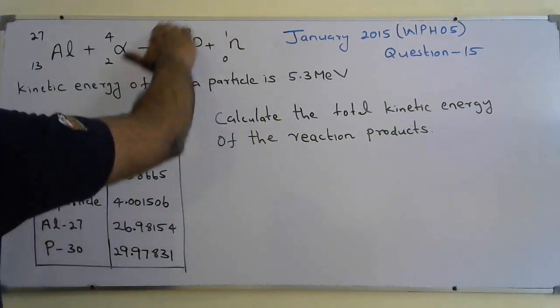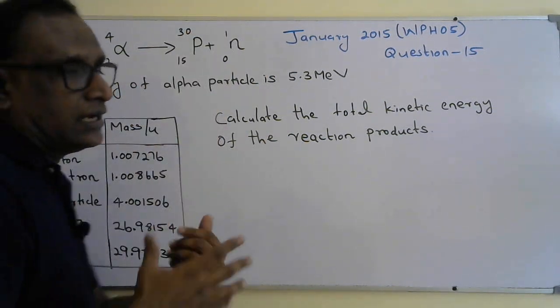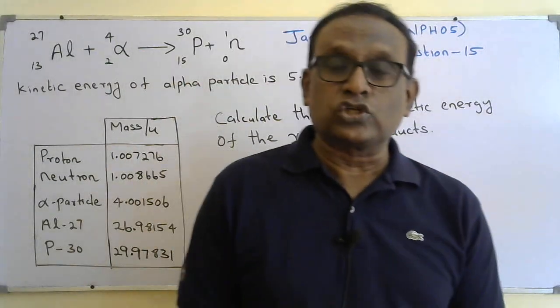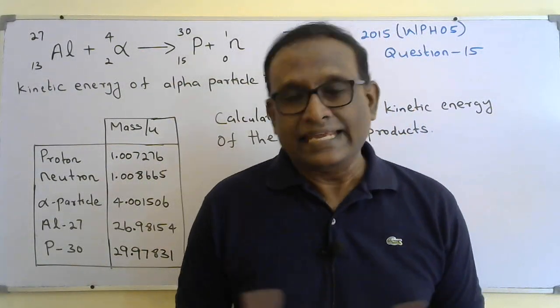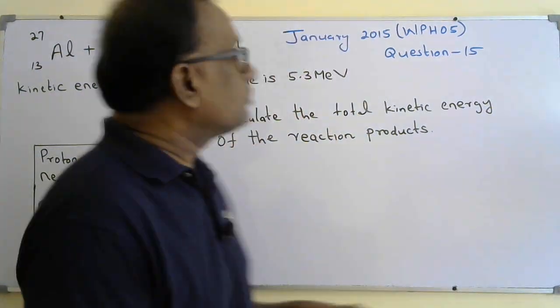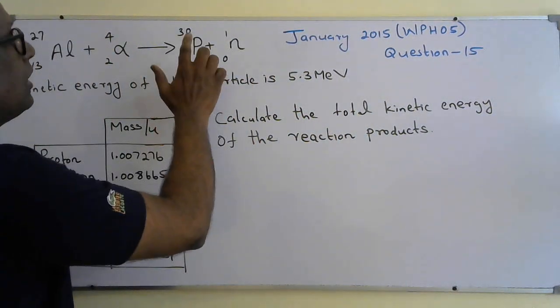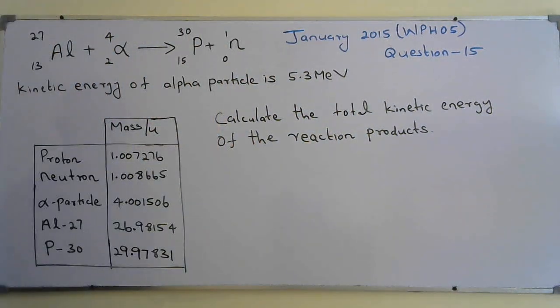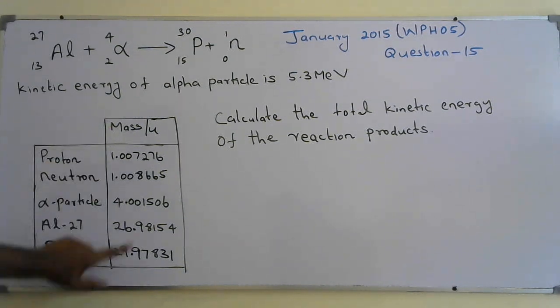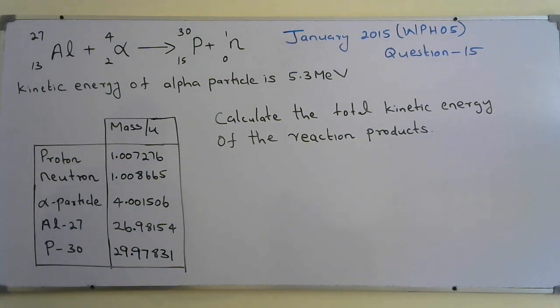So the total kinetic energy of the product. That means any other form of energy like electromagnetic radiation or heat is not released. So that's the purpose. They asked to find the total kinetic energy of the products. Okay, so the masses of the proton, neutron, alpha particle, aluminium nucleus and phosphorus-30 isotope are given in terms of unified atomic mass unit.